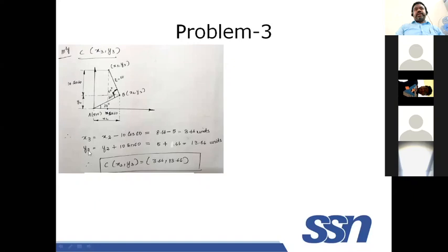Similarly y3 also I can calculate. How to calculate y3? This length I can calculate. 10 sin 60 will be this. 10 sin 60 will be this length. Already I know that this is y2. Y2 is known. So y2 plus 10 sin 60, this length will give you y3. So any problem in understanding this? Finding x3 and y3?